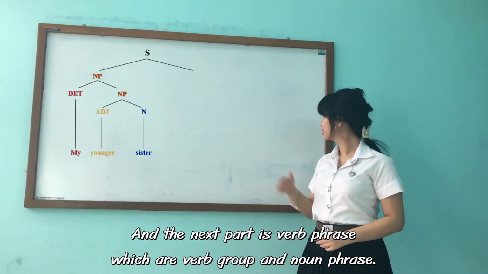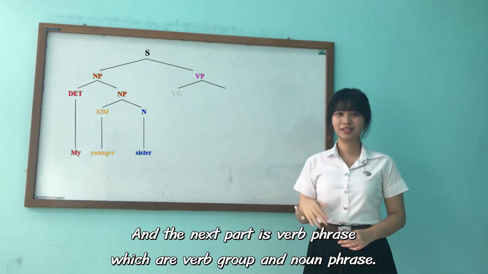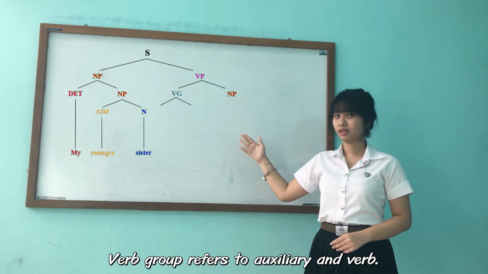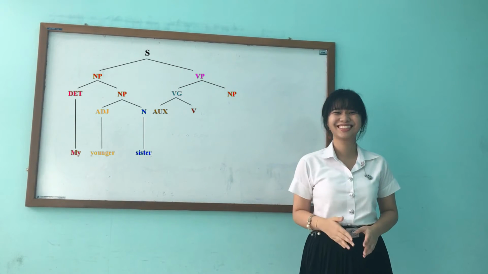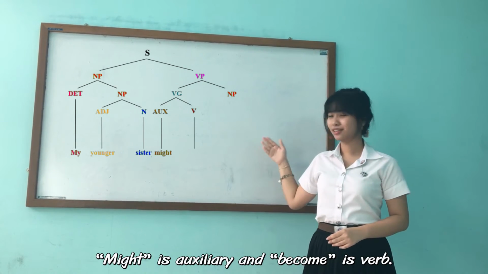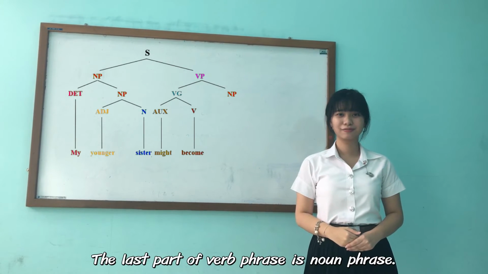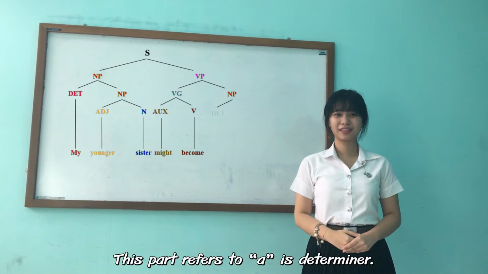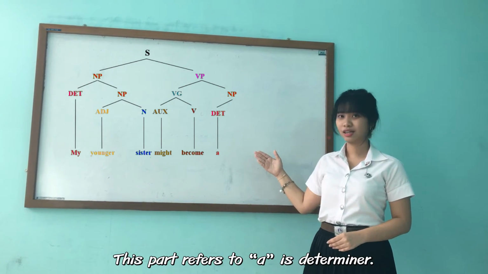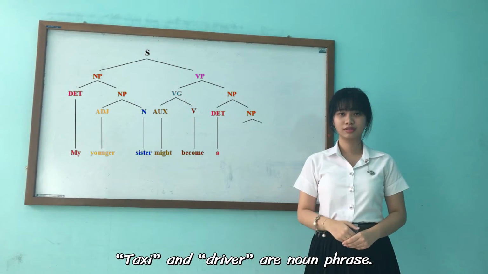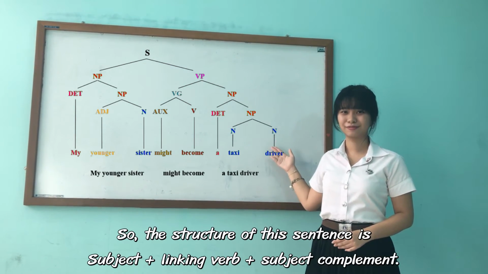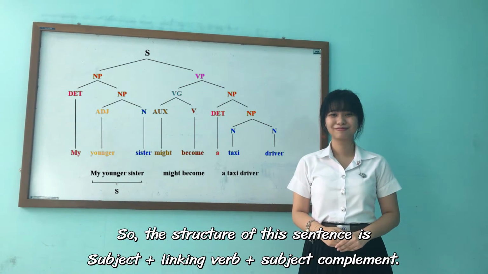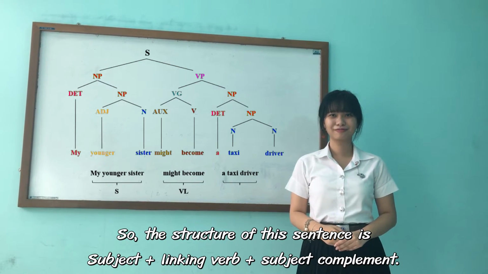And next part is the verb phrase, which has a verb group and a noun phrase. Verb group refers to auxiliary and verb. Might is auxiliary and become is verb. The last part of the verb phrase is the noun phrase. This part refers to a, which is determiner. Taxi and driver are noun phrase. So the structure of this sentence is subject plus linking verb plus subject complement.